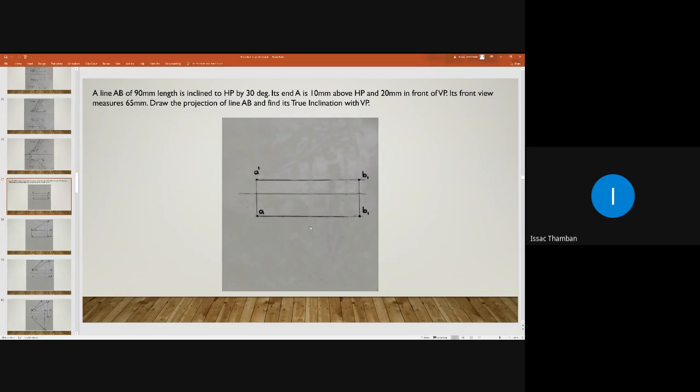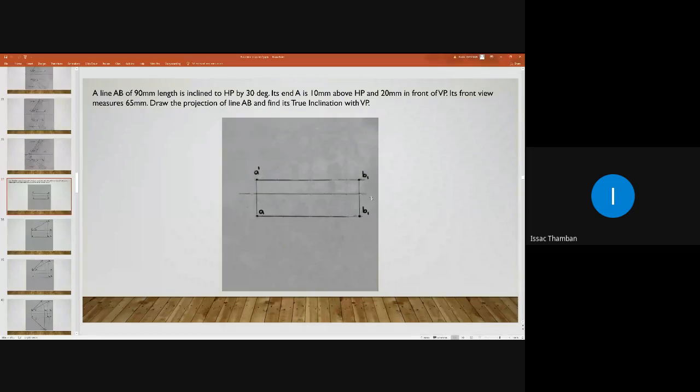Have you completed that? Yes, sir. Point A dash and A. Okay. After that, for the time being, let us assume that the line is parallel to SP and VP. So what is the specialty of a line parallel to SP and VP? In the plan and elevation, it will reveal its true length. So let us assume that it is parallel.